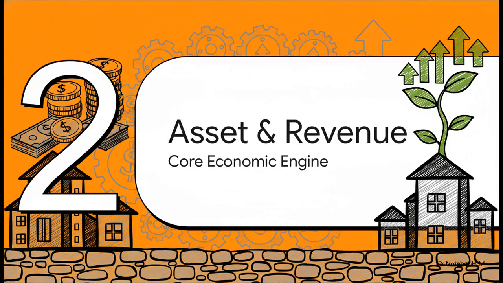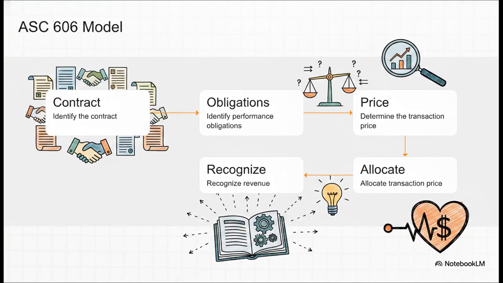With that foundation firmly poured, let's start framing the main rooms, our asset and revenue policies. This is the core economic engine of the business. Revenue is the lifeblood of any company. So what's fascinating here is how the SSAP needs to seamlessly summarize the application of the ASC 606 five-step revenue model. The disclosure has to lay out the types of contracts and performance obligations involved and how variable consideration is constrained. But crucially, you have to disclose any practical expedients the company elected.